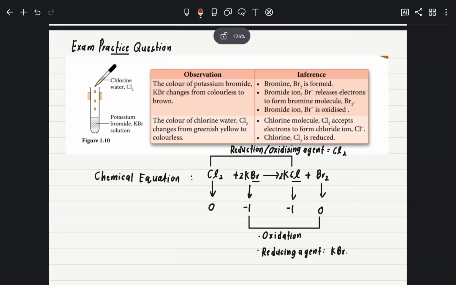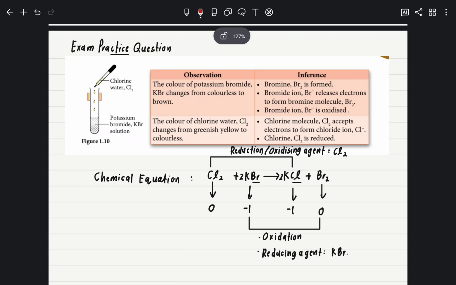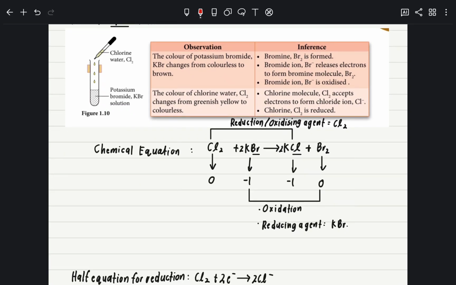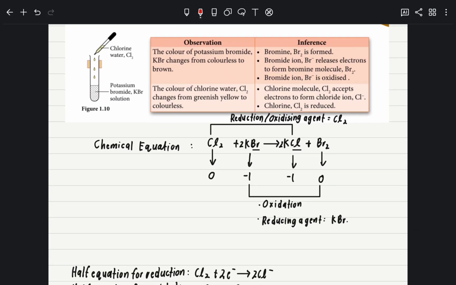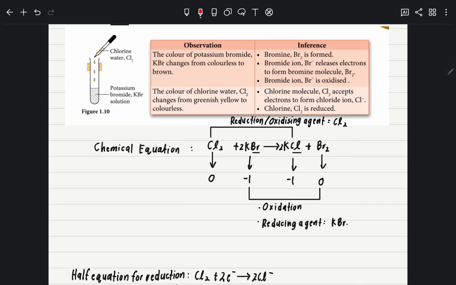A little more. Okay, so we have potassium bromide, right? So potassium bromide, we have halide, correct? Bromide is halide. So initially potassium bromide, what color? Colorless, because they are halide. When your solution has halide, it is colorless. That's why your potassium bromide is colorless. But later it changes to brown.